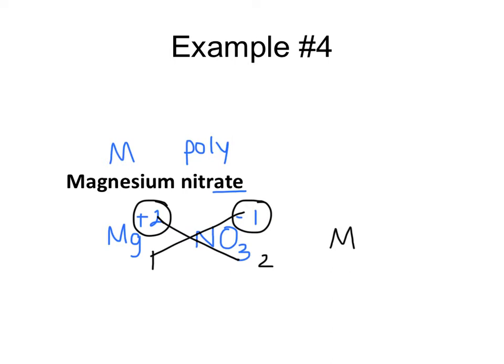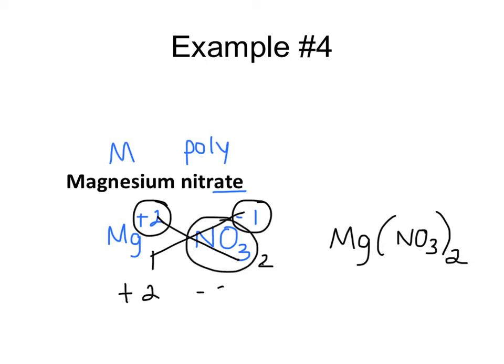And this time I'm going to put parentheses around the NO3 because there is a subscript that is needed there. Remember that 1 times +2 is a +2, and 2 of these nitrates at -1 gives me a -2, which then gives me that 0.